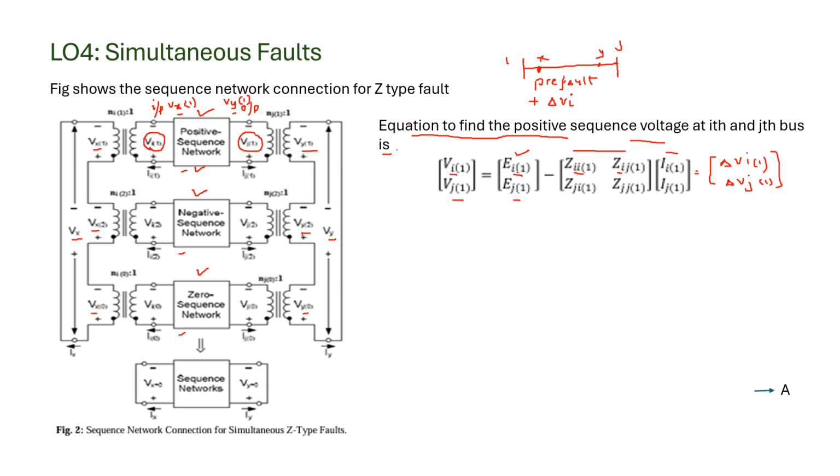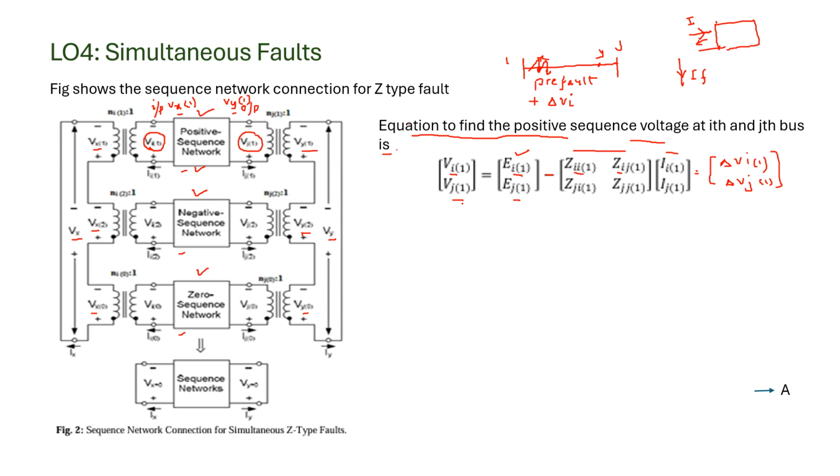So you add the pre-fault voltage plus this. Now why is this negative sign over here? Because when the fault takes place at this point, the current comes out of the fault. But in the two-port network, we take current in this direction as the input current, while the fault current actually comes in the negative direction. So the minus sign is accommodated in this current vector. Okay, so this is the equation to find the positive sequence voltage at the ith and jth bus.